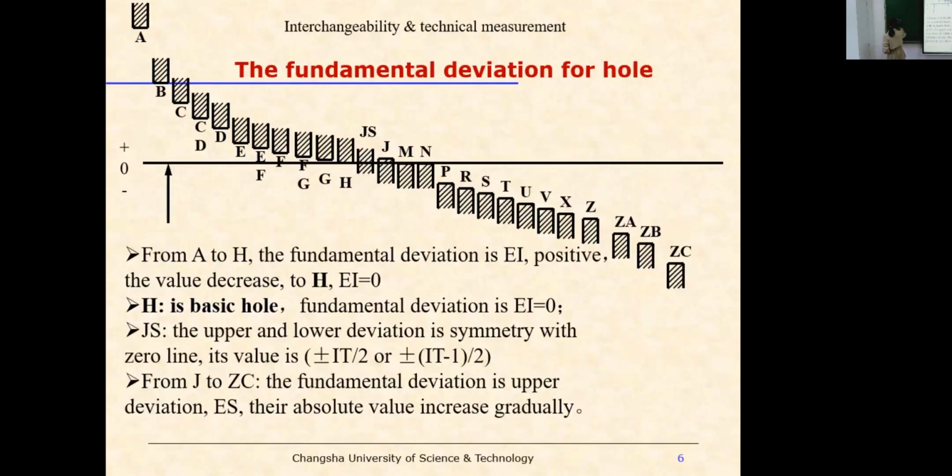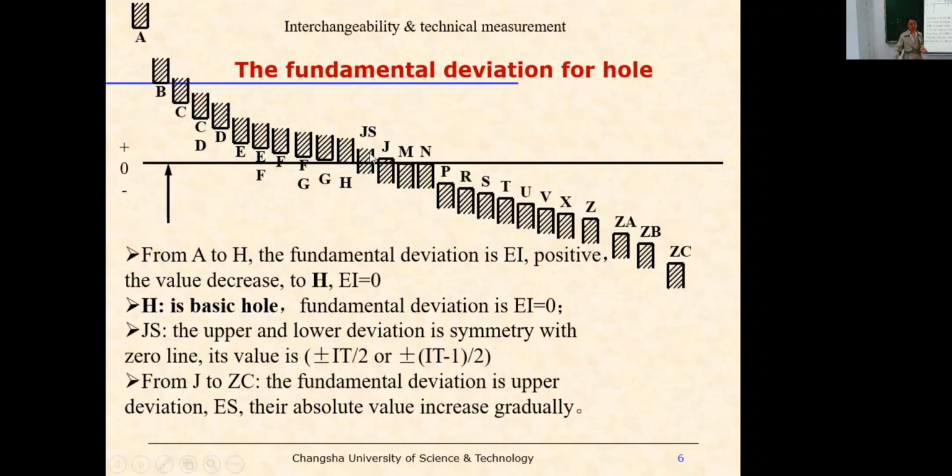If you see H5, H6 and H7, it means its fundamental deviation is 0, right? Its lower deviation is 0. So the H is 0. Just remember that H is 0. So H is the basic hole because its EI is 0. The fundamental deviation EI is 0.